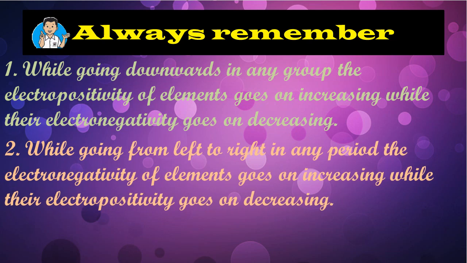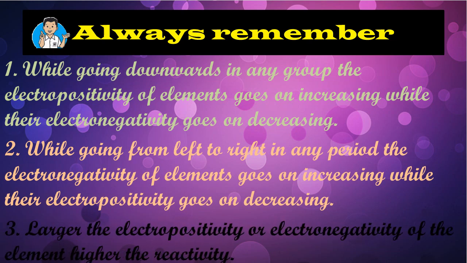And next, while going from left to right in any period, the electronegativity of an element goes on increasing. Why? Because while moving from left to right, the shells are not added, the shell remains the same and electrons are added to the same electronic shell. That is why from left to right, the electronegativity of an element increases while its electropositivity decreases. And third, the larger the electropositivity or electronegativity of the element, the higher the reactivity. So you should always remember these three points.